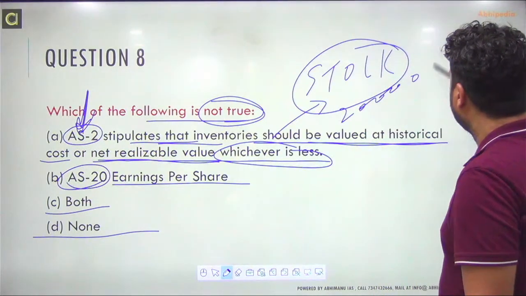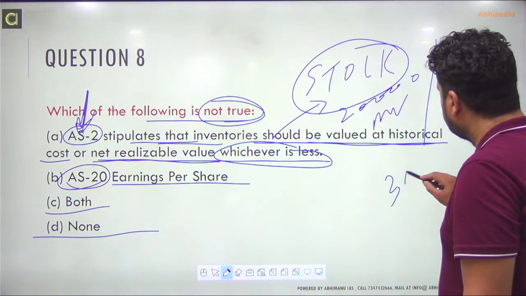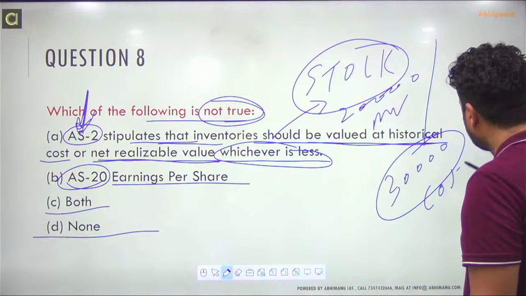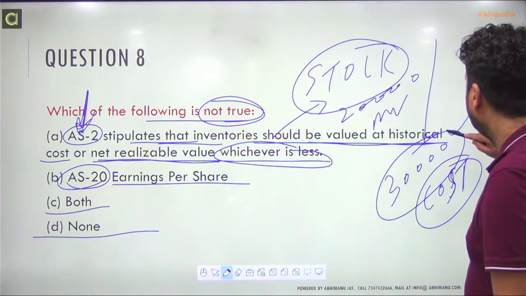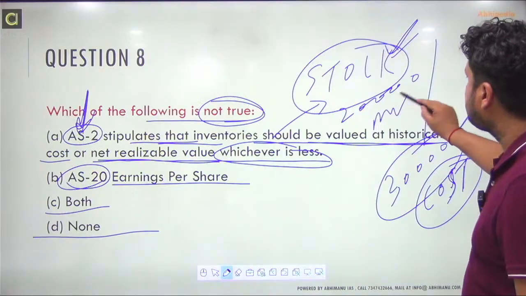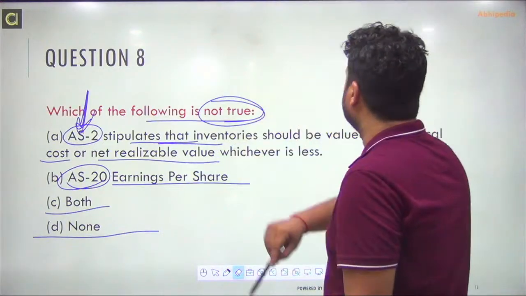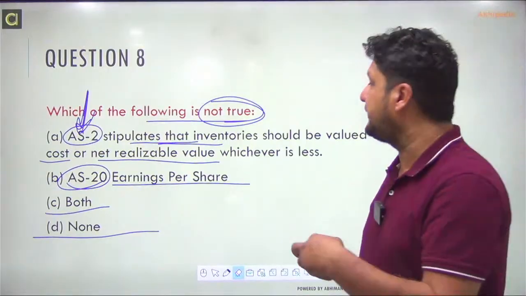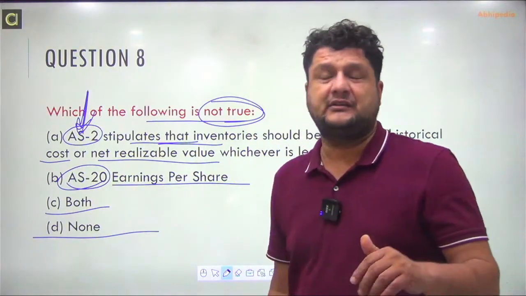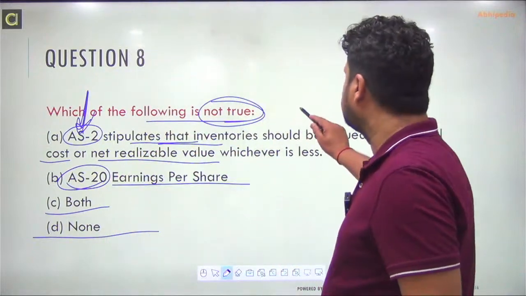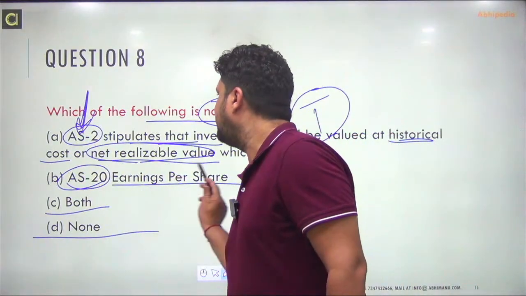If 20,000 is its market value and 30,000 is the cost at which you purchased the inventory, then you will record the inventory at 20,000, whichever is less. You have to keep this in mind. Normally you record the inventory at its market value, but here you have to keep a point in mind. So this statement is true. Cost or saleable value, whichever is less.